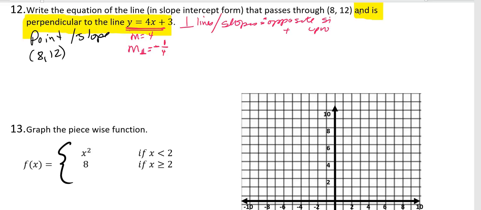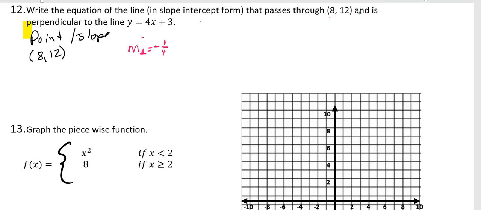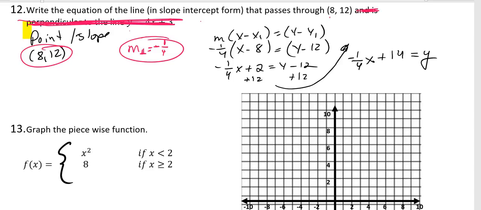So sometimes it's handy to cross it out. Once you have your slope, just cross it out. I don't want you to use it ever again. It's just a clue to get your slope. Now we have our point and we have our slope. We can use whichever method we like, the point slope formula, or solving for b using slope intercept method. So I get negative 1/4 x plus 14 is equal to y. And you could use the other method, that's fine. You'll end up getting the same equation.